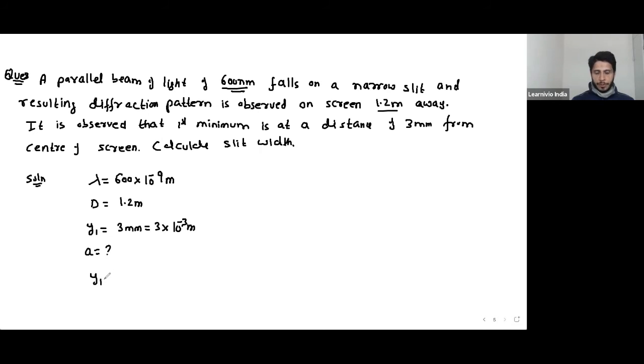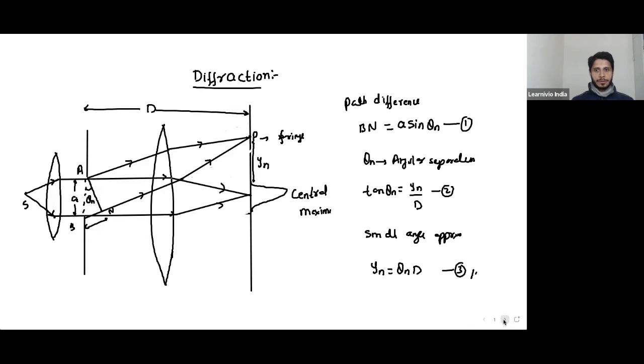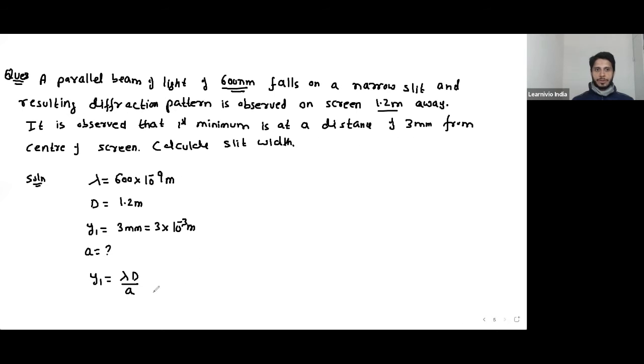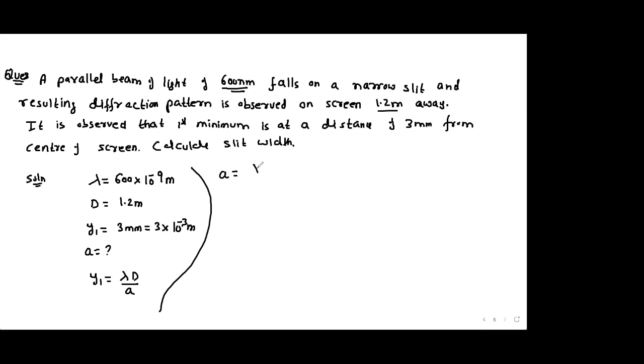So for the first minimum, the separation is this lambda D by a, the linear separation of first minimum. See, the linear separation of minima is n lambda D by a. This is first minima, so it's lambda D by a, right? You need a. So your a is lambda D divided by y.